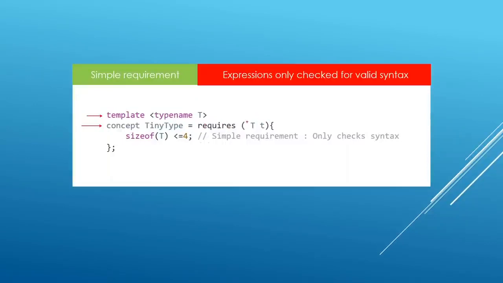We're going to put in our parameter list, and we're going to put in our curly braces. Inside the requires clause, we have a statement here, which is going to enforce that sizeof(T) is less than 4. What this really means is that it's going to check that sizeof(T), the syntax here, is correct.